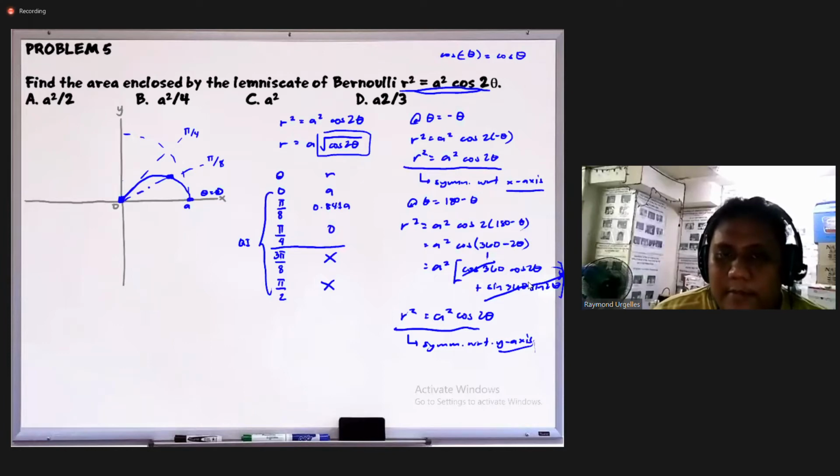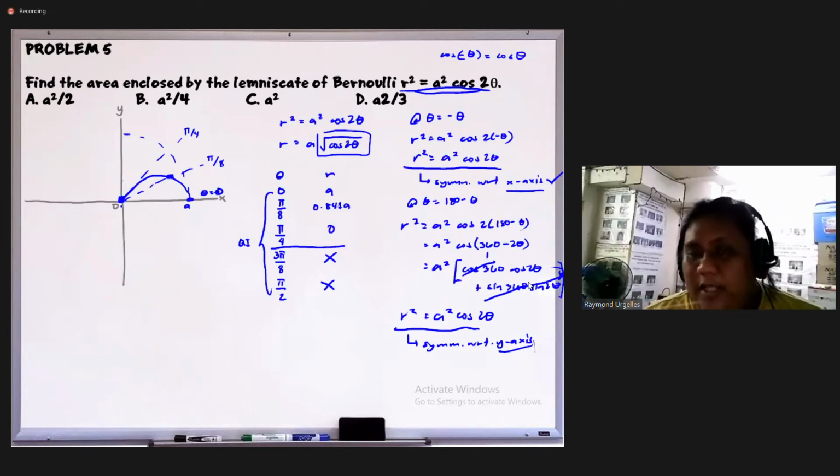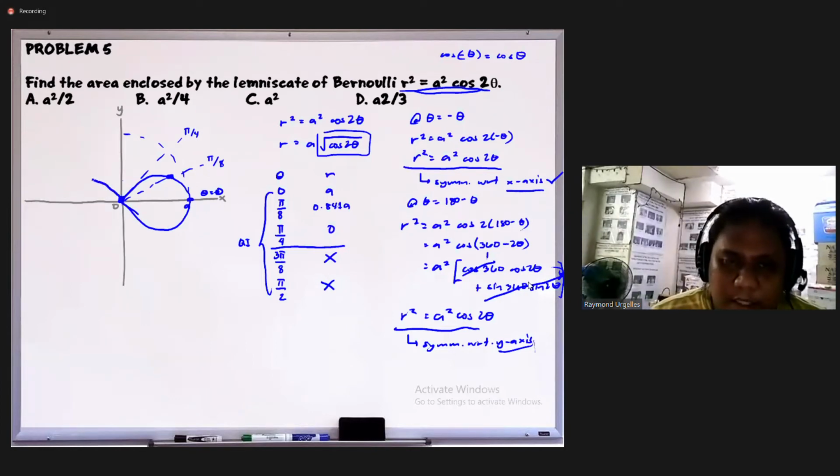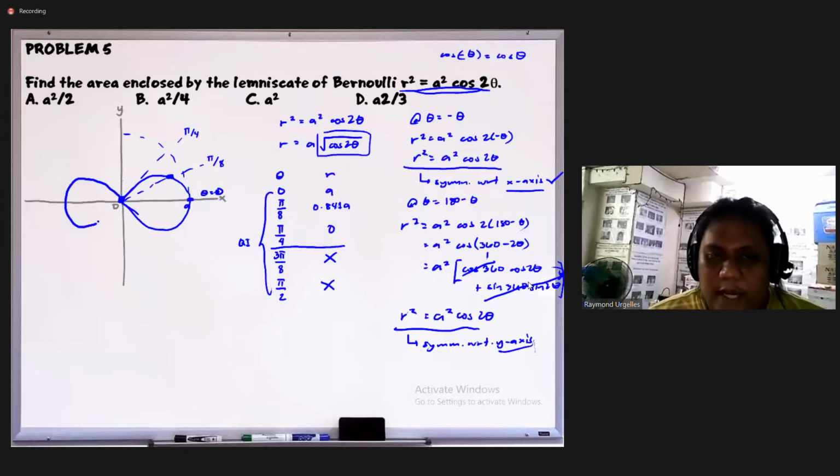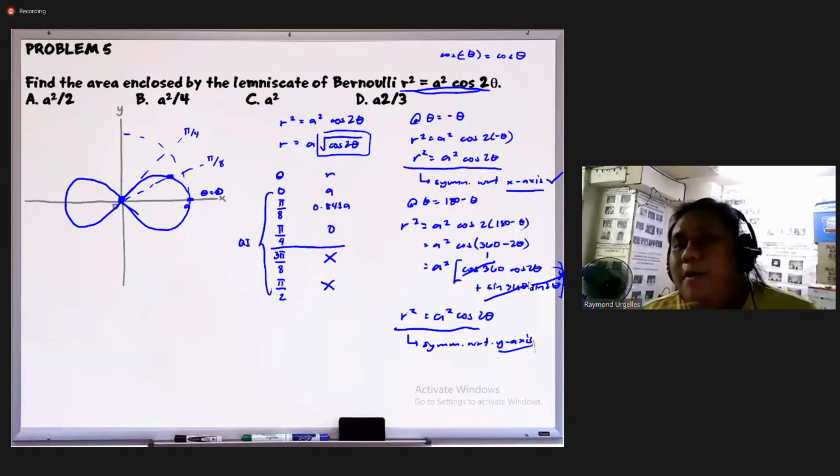Since it is symmetric with respect to the x-axis, that means we can copy this to the other side of the x-axis. So when we copy, or reflect it, you will form something like this. Then it is also symmetric with respect to the y-axis, so we can also copy it to the y-axis. So you will form the infinity sign.